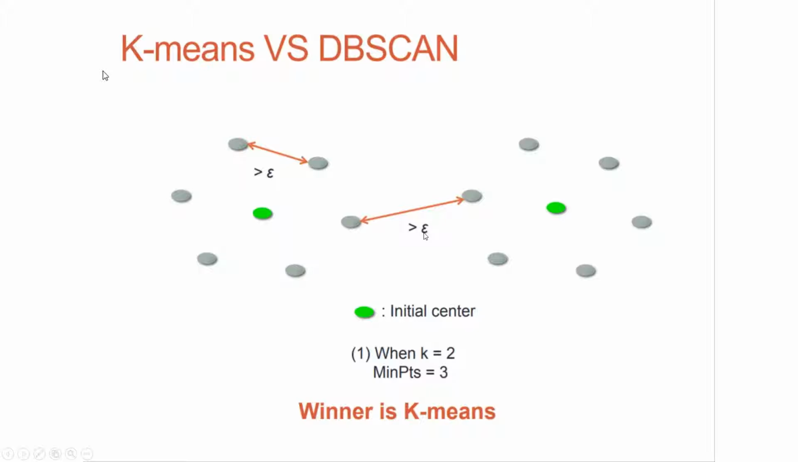Okay, this distance is epsilon, greater than 3. This distance is greater than epsilon. I want two clusters, two points randomly selected. This will be one cluster, this will be one cluster. Because the distance is greater than epsilon and minimum points is equal to 3, none of this will be a solution for DBSCAN. Remember, two parameters are needed for DBSCAN.